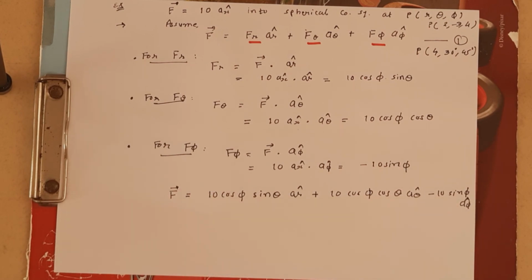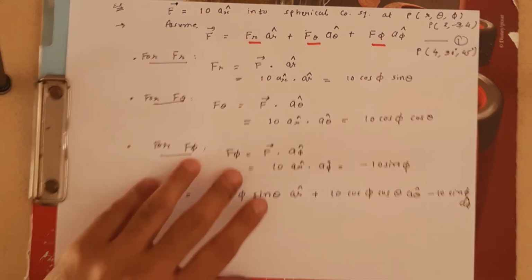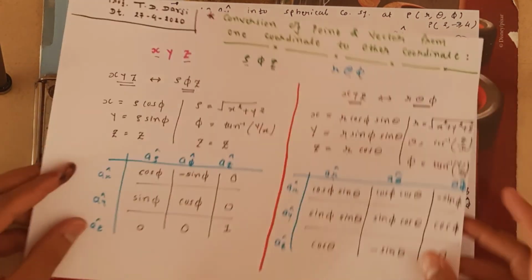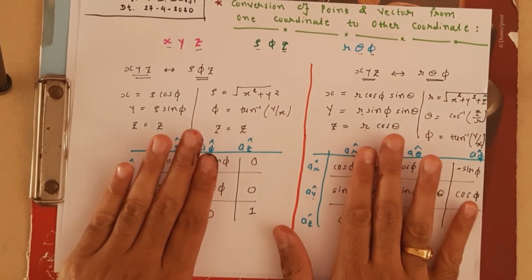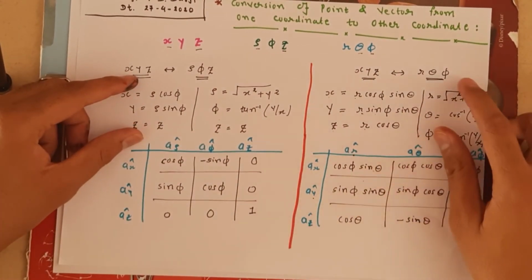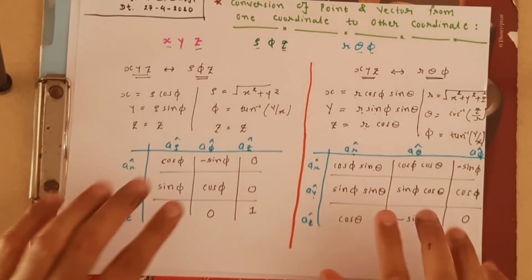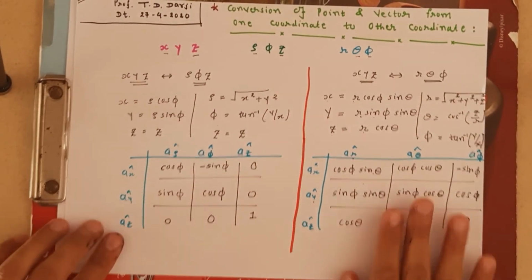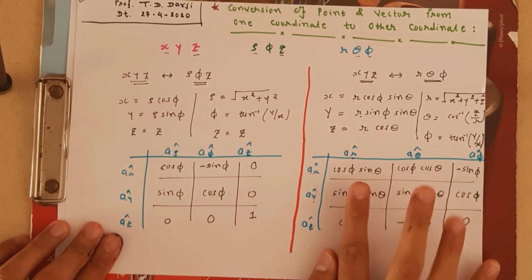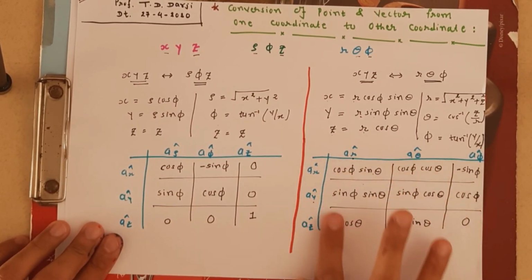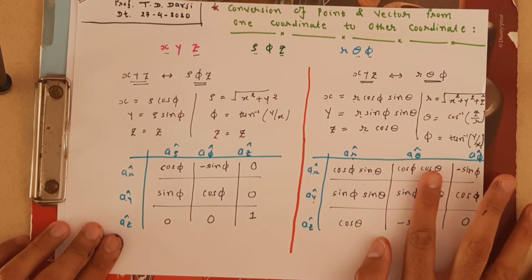Okay, so here what we have to do is just convert. Our topic is the conversion of points and vectors from one coordinate system to another. You have to just remember these things. You have to remember this conversion, and from this conversion you can directly write this table. What we have to do is just differentiate the first column with respect to theta.